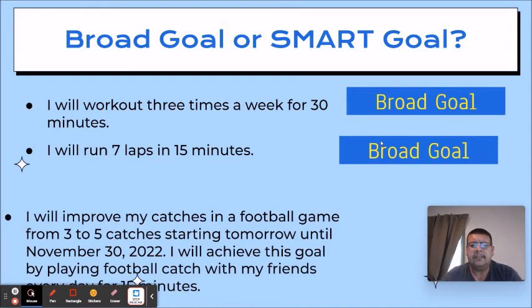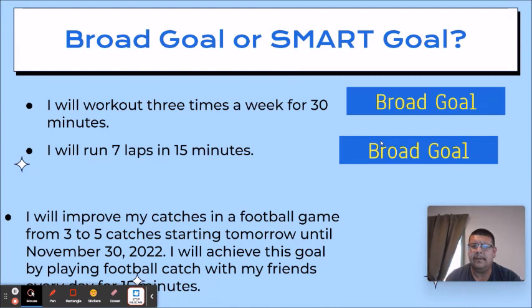Okay. How about this one? I will improve my catches in a football game from 3 to 5 catches starting tomorrow until November 30th, 2022. I will achieve my goal by playing football catch with my friends every day for 15 minutes. Where is the specific part here? Well, it is generally specific because it's measurable. Where's the measurable part though? The measurable part is that you're going to improve your catches in a football game from 3 to 5 catches. That's the measurable part.